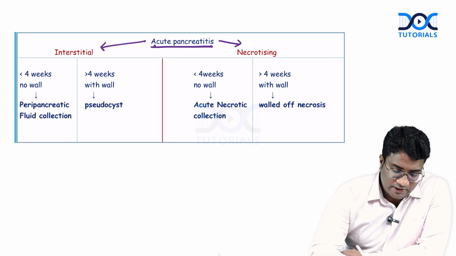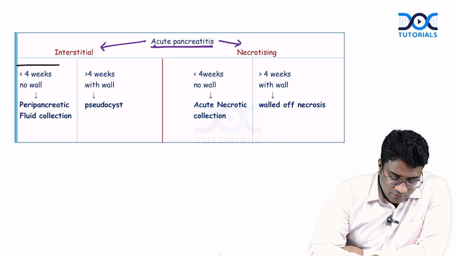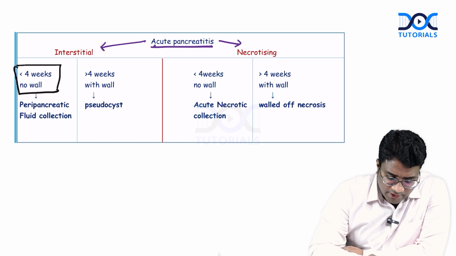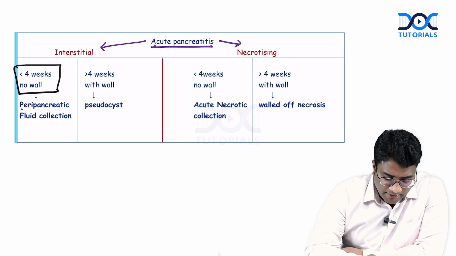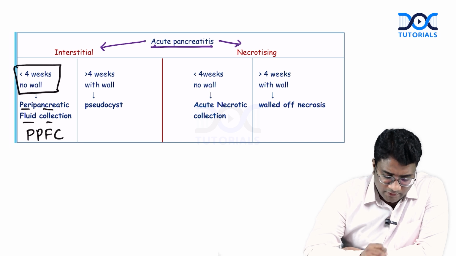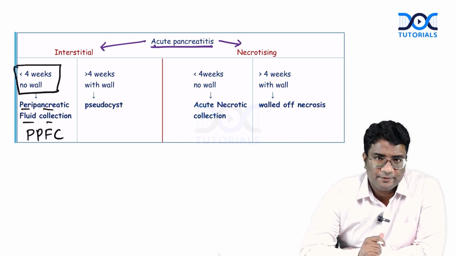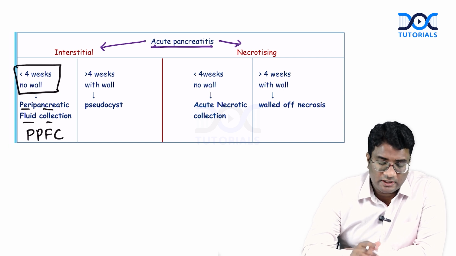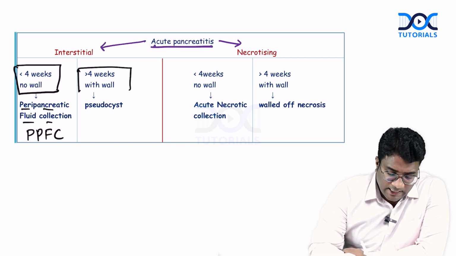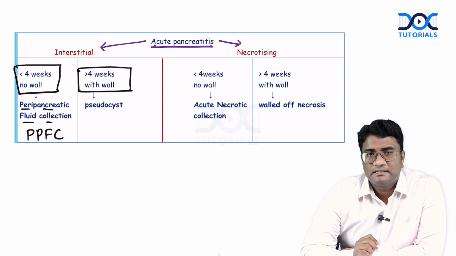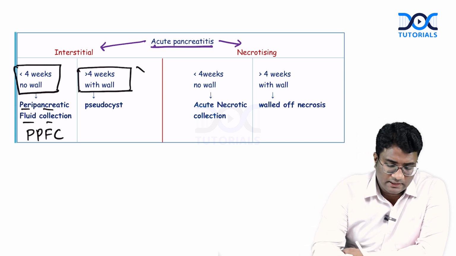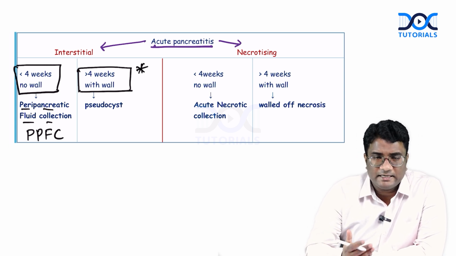And if you have a collection which is less than 4 weeks, obviously it will not have a wall around it. That is called a peripancreatic fluid collection. So, you can remember it as PPFC, peripancreatic fluid collection. This will be less than 4 weeks duration and does not have any wall around it. But if the collection is more than 4 weeks, has a fibrin wall around it, this is called a pseudocyst. We just learned, it is more than 4 weeks and it has a wall.